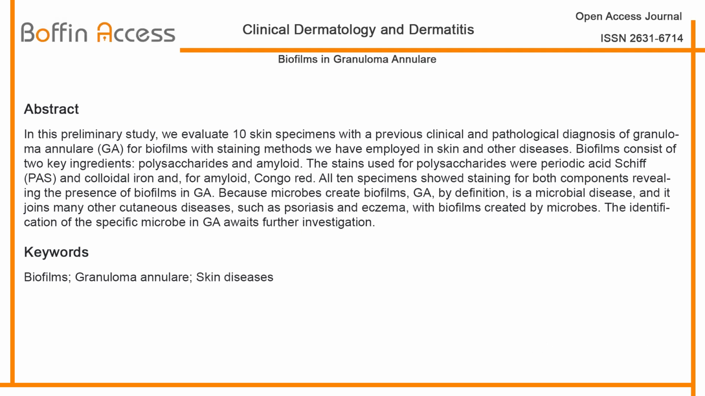Abstract. In this preliminary study, we evaluate 10 skin specimens with a previous clinical and pathological diagnosis of Granuloma Annulare, GA, for biofilms with staining methods we have employed in skin and other diseases. Biofilms consist of 2 key ingredients: polysaccharides and amyloid. The stains used for polysaccharides were periodic acid Schiff, PAS, and colloidal iron, and, for amyloid, Congo red. All 10 specimens showed staining for both components, revealing the presence of biofilms in GA.